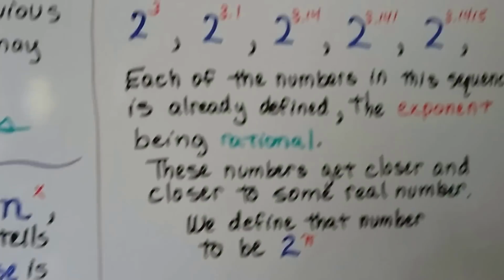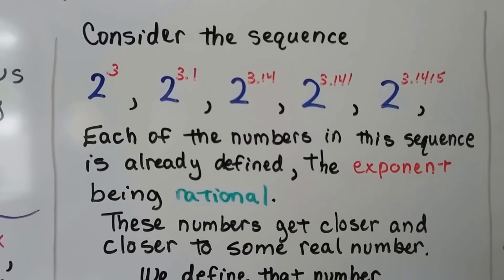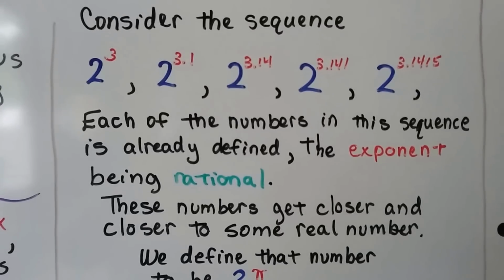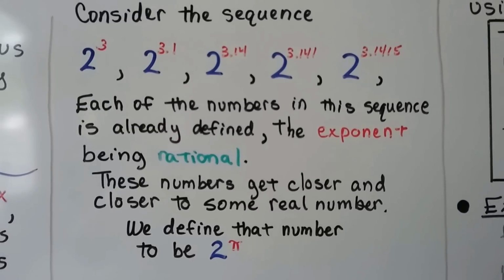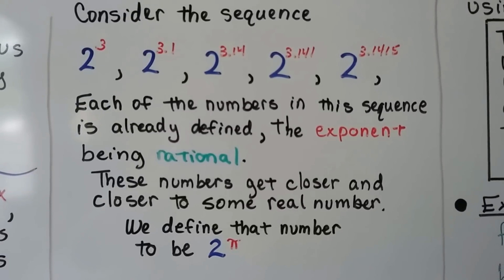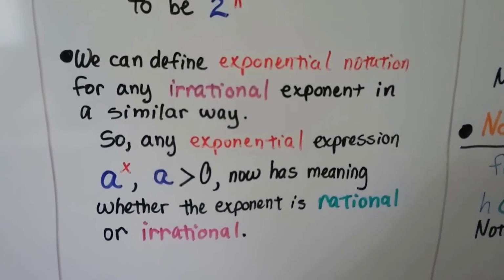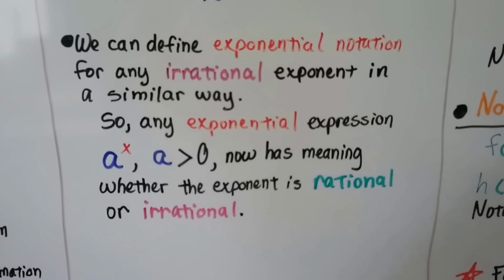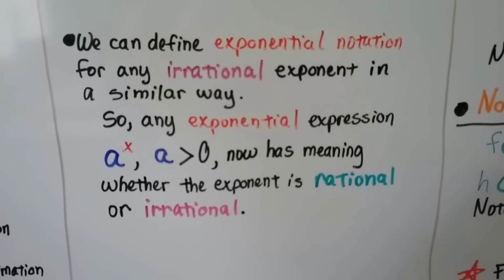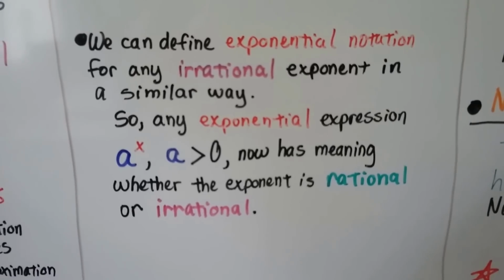So if you consider this sequence, each of the numbers in this sequence is already defined, the exponent being rational. We can make a fraction out of them, couldn't we? And these numbers get closer and closer to some real number, and we define that number to be 2 to the pi. We can define exponential notation for any irrational exponent in a similar way. So any exponential expression, a to the x, where a is greater than 0, now has meaning whether the exponent is rational or irrational.